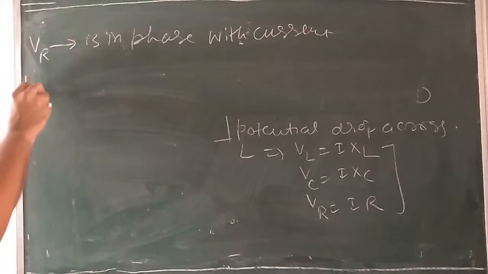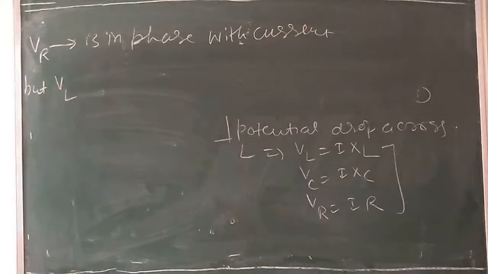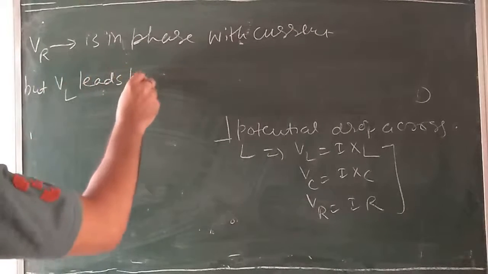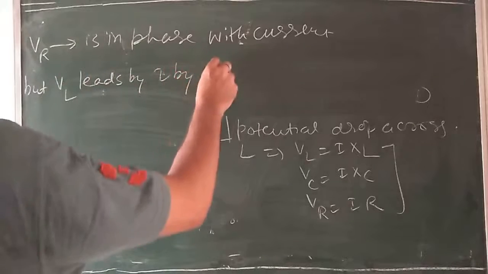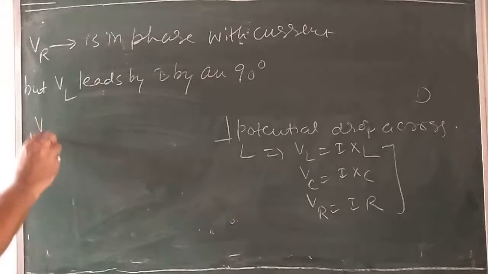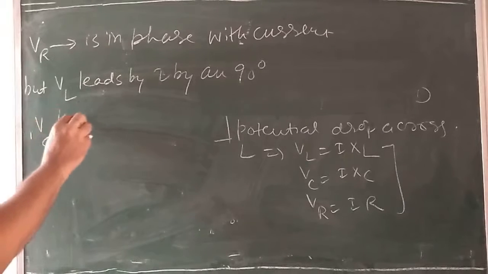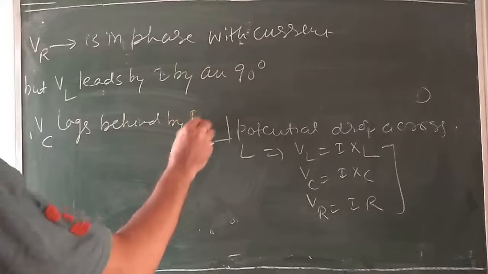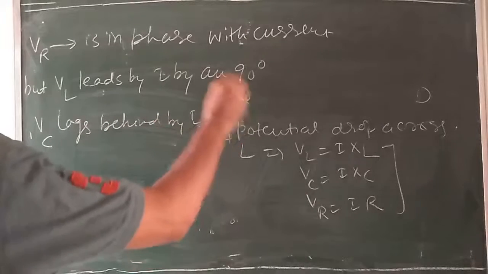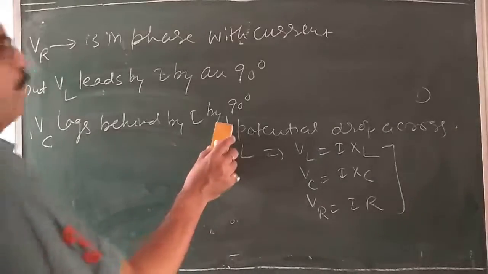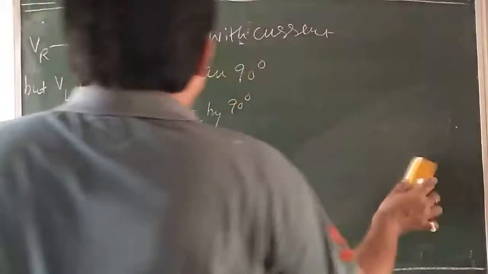But when inductance is there, VL leads I by 90 degrees, while VC lags behind I by 90 degrees. These all things we know. So now I am going to draw a phasor diagram for these three elements. How it is, let us see.